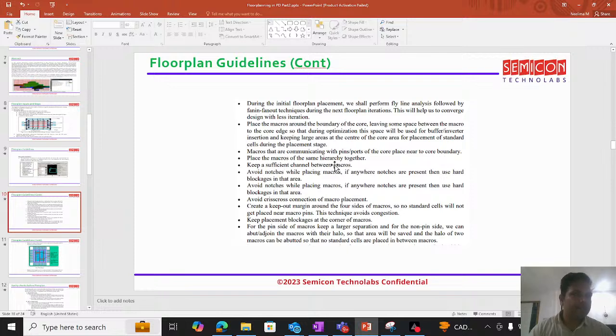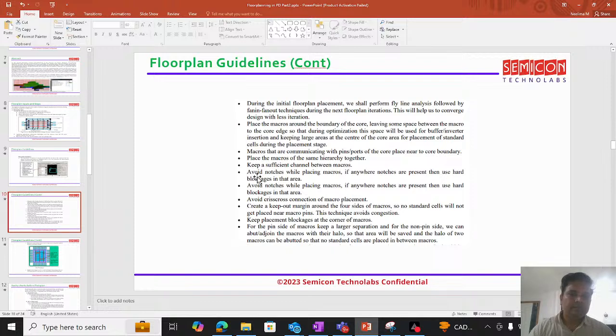This is again the same thing. We need to always keep an eye on the hierarchy browser, and using the hierarchy browser we make sure that the coloring of the macros is coming properly and they are all located at the same location. Keep a sufficient channel between the macros. This is again the RAM channel. Keep an eye on this. Underutilized RAM channels will lead to wastage of the white space.